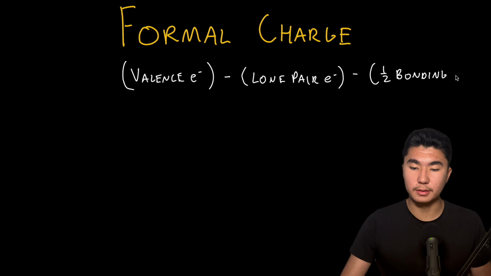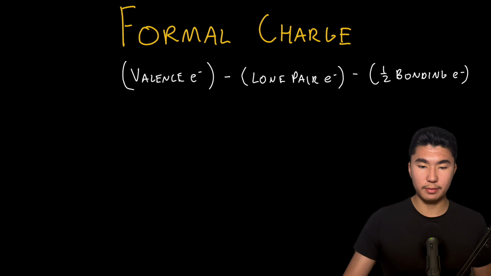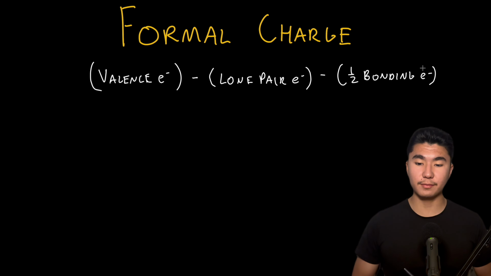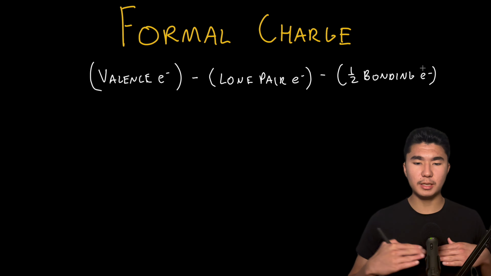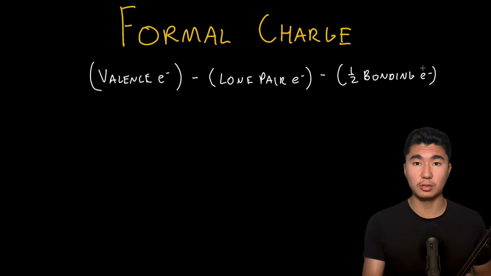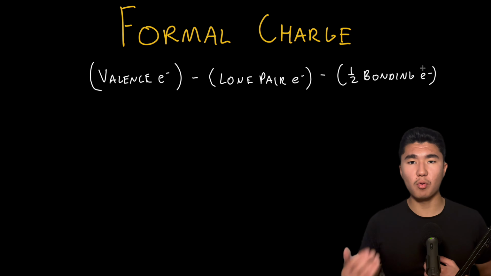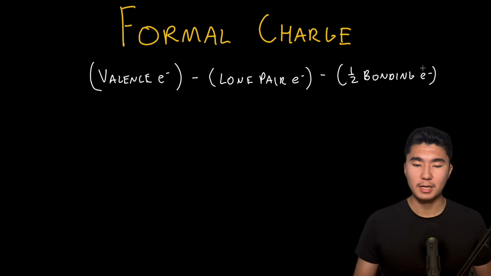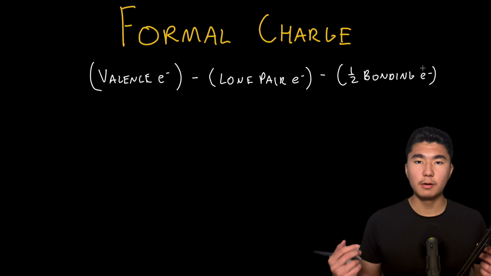So this is our equation that we're going to use. It's going to be valence electrons minus lone pair electrons minus half of the bonding electrons, which are just those bonds that we create, and only half of those electrons from that bond, which is usually going to be 1 if we have one bond. It's going to be 2 if we have a double bond, and so on. So let's look at an example to really illustrate formal charge.